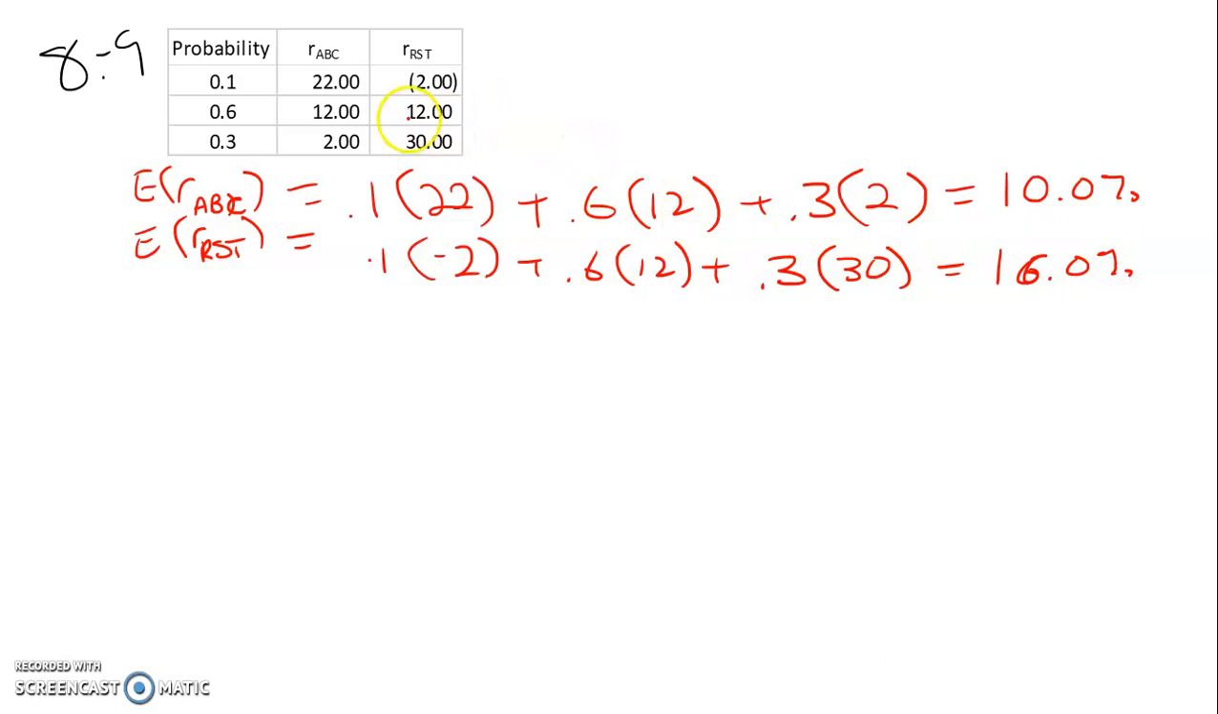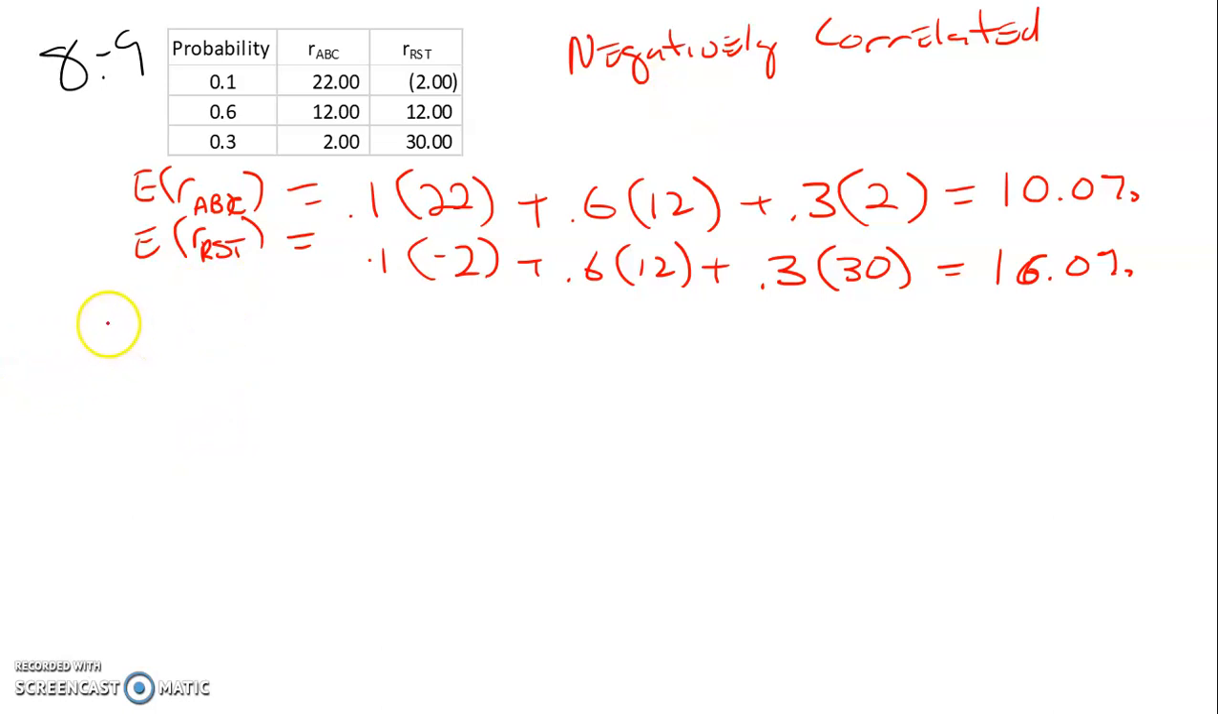One thing to note about these two investments: the return on one is high when the other one's low, and vice versa. So what that means is they're negatively correlated. And negatively correlated assets are great for diversification, and we're going to see why here in just a second.